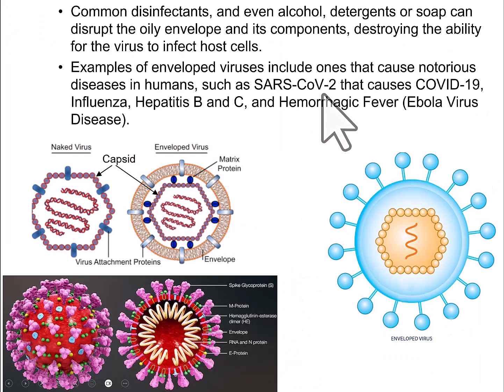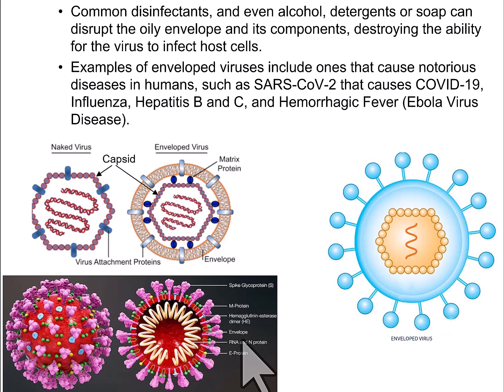Common disinfectants and even alcohol, detergents, or soap can disrupt that oily envelope and its components, which destroys the ability for the virus to infect host cells. We're going to look at, for example, the COVID-19 virus and these spike proteins, which are used to bind onto cell receptors and be pulled into a cell in your body. These substances, such as disinfectants, can disrupt this membrane around here and prevent the virus from invading your cells.